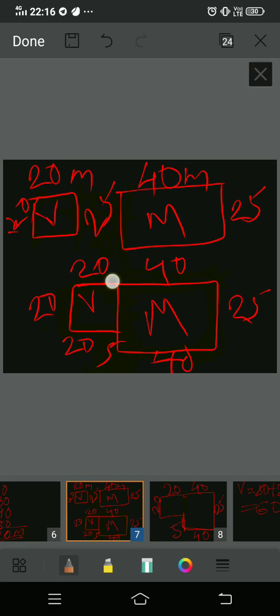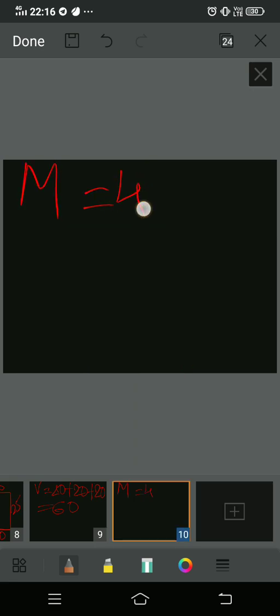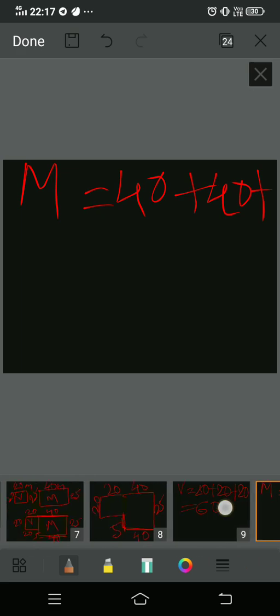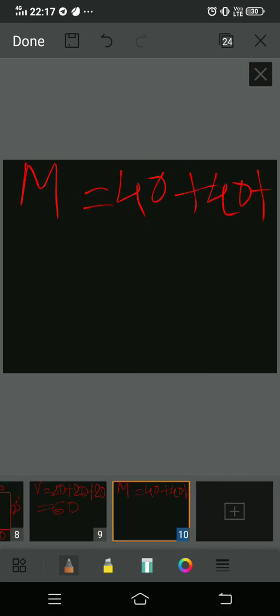And for Manoj, I'm just writing Manoj. Okay, so let's see Manoj's side. Manoj's plot, length is 40 plus 40, right, both lengths 40 plus 40, so we'll add here 40 plus 40. And what is the width, children? We'll see here, width here is 25 only. We are supposed to take only one width, right, because one width is merged and the other width is still there. I have written 20. Okay, so it was 25.